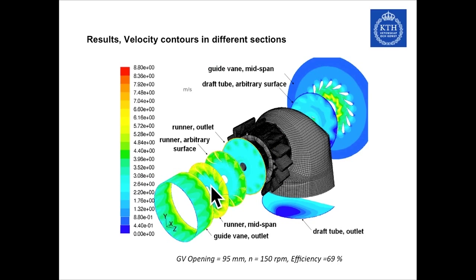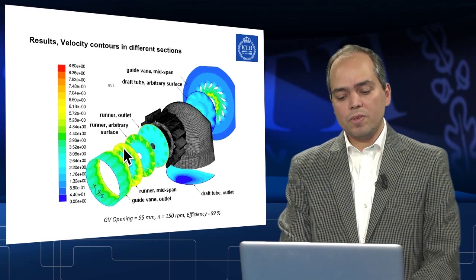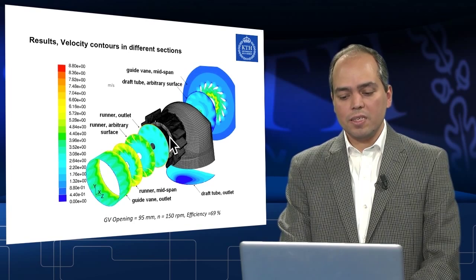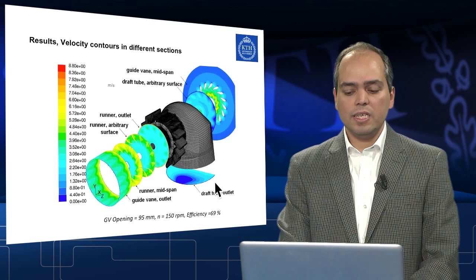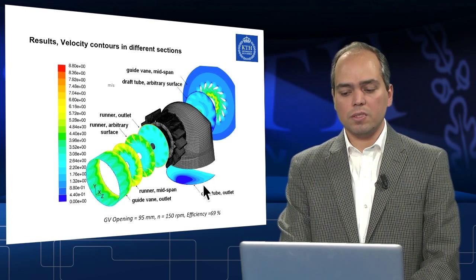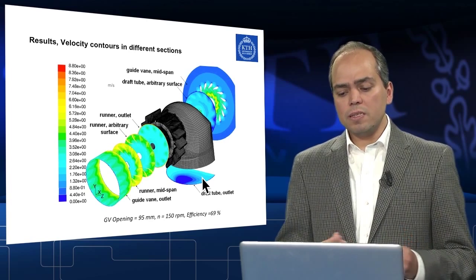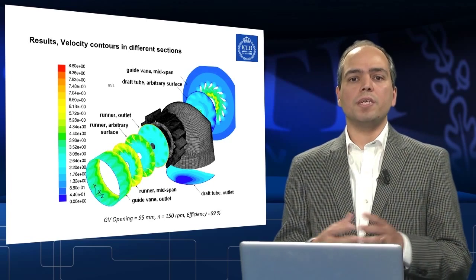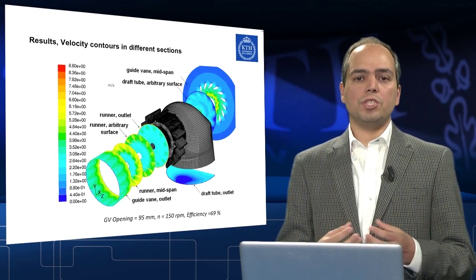Here you could see, for example, this one shows the velocity contours in different sections of a turbine. You could see that at the inlet to the guide vane, which is in fact this part, velocity is very low, but then it goes inside the guide vane, the velocity increases, and then it goes into the blade side. Then the velocity decreases again inside the runner, and when water is released from the draft tube, velocity is low again. So by making this sort of modeling, one could have a comprehensive understanding of flow regimes inside a turbine.